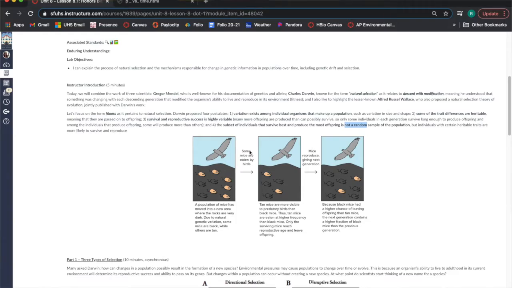And here's a classic example of it. A population of mice arrives in a new area where the rocks are dark. We have natural genetic variation in the species, or in this population of that species. Some mice are lighter colored, some are darker colored. The lighter colored ones are more visible to predators. And so when we have this selective pressure of predation, those light colored ones are selected against, and the darker colored ones are going to be able to reproduce more and pass on those traits to the next generation. So, a classic example of selection.